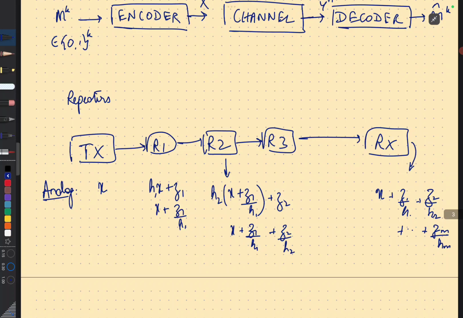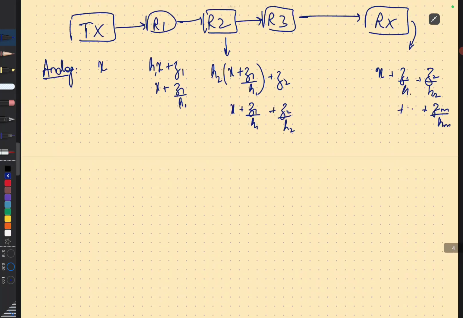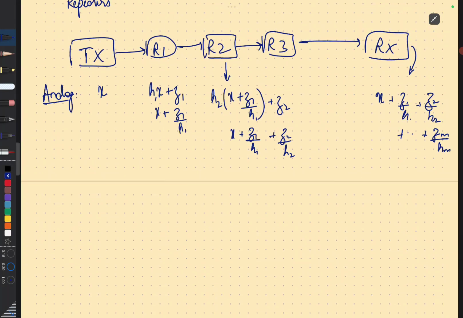Okay. So the more repeaters you introduce, the noise being whatever you do, you can never get rid of this noise. All right. And effectively, if you introduce more repeaters, then you're boosting up the noise every time. All right. So it's clearly not a good approach. On the other hand, let's see how digital can potentially help.